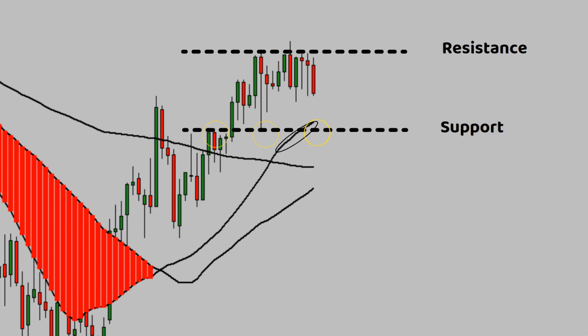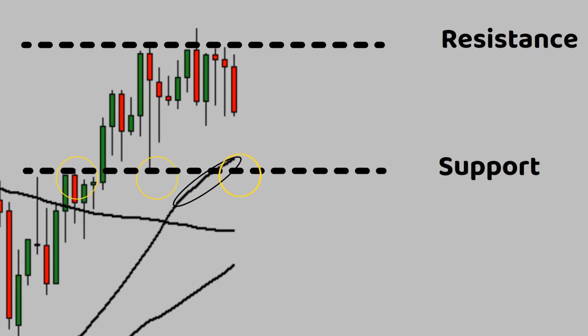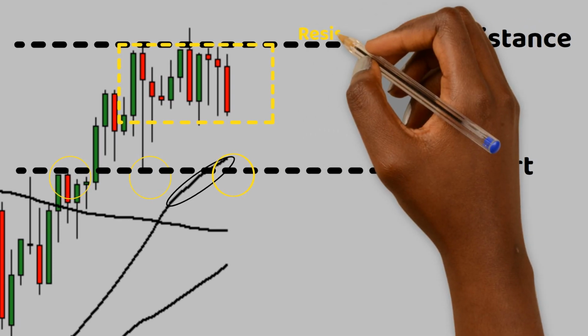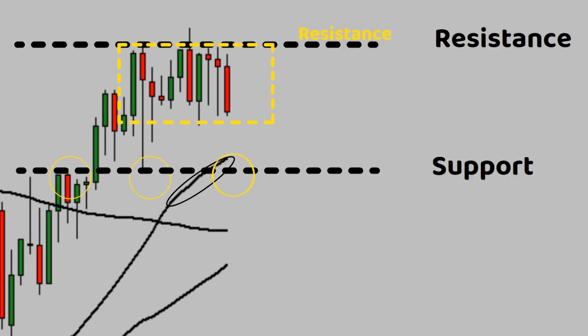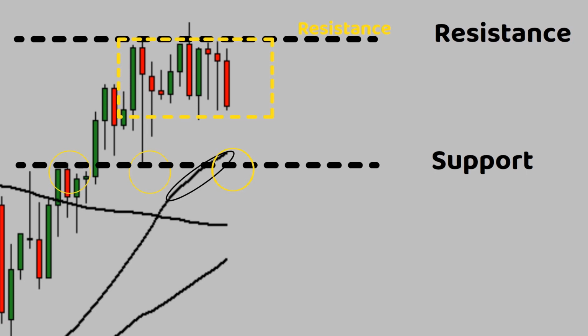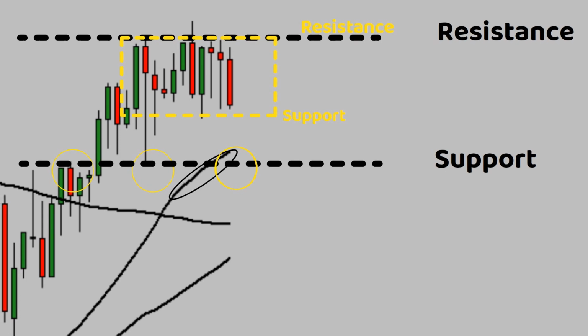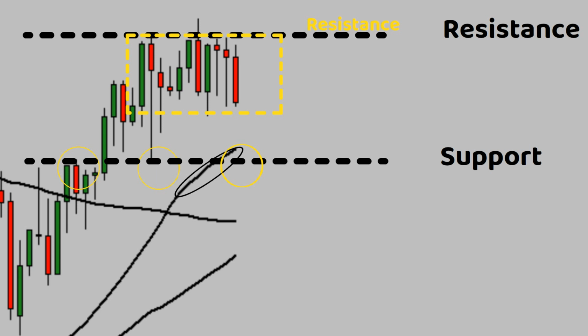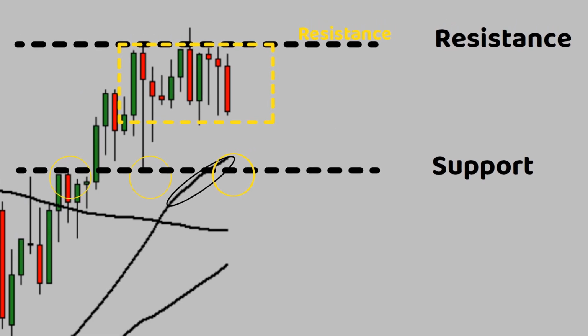However, if I zoom in a little bit, you can see that there's been a range there, and we know that the range or a box gives us resistance here on top, and the lower part of that box is going to give us support. So let me mark this one support, but this is not the same support as the black one. So how can we differentiate between the two? Let's just call this the minor support.